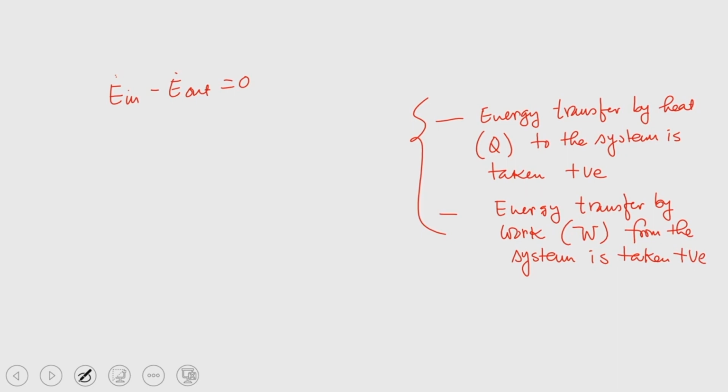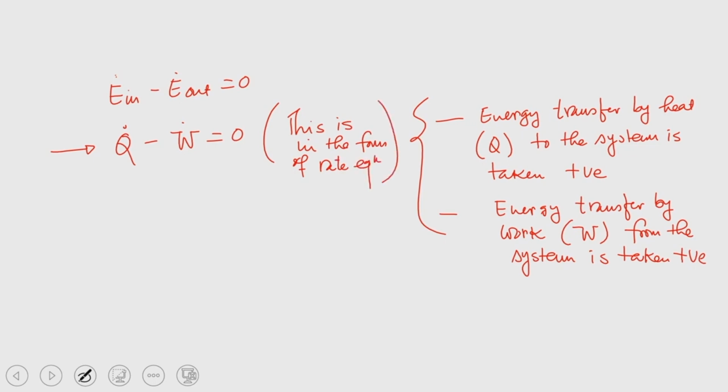Okay. So, if we try to write it, we can write that Q dot minus W dot equal to 0, because the only energy interaction between system and surroundings is through heat and work. So, this is the rate equation, in the form of a rate equation.